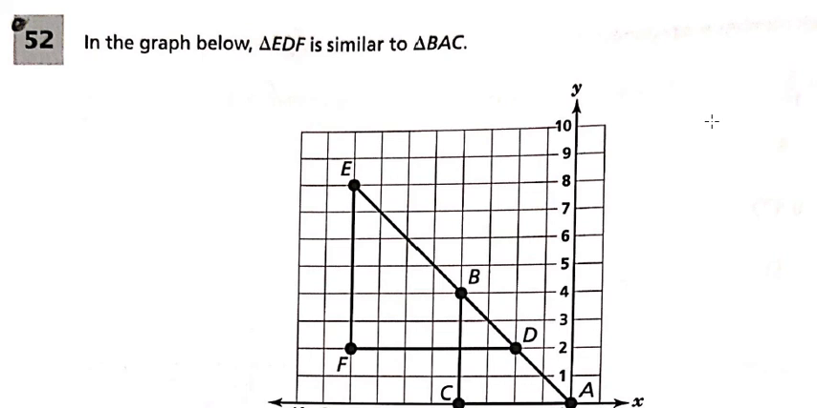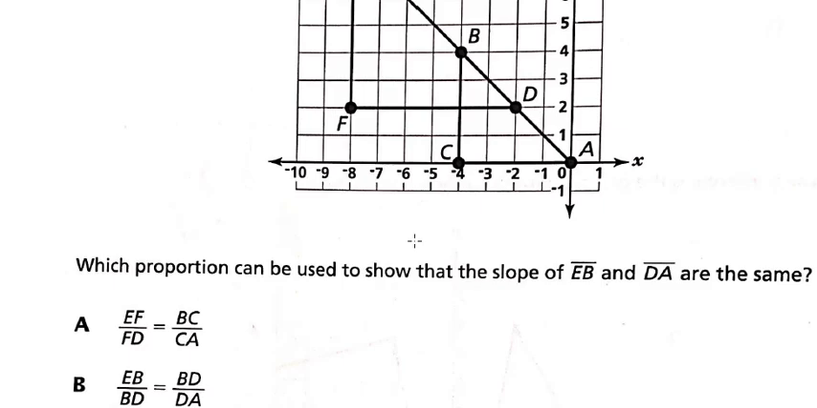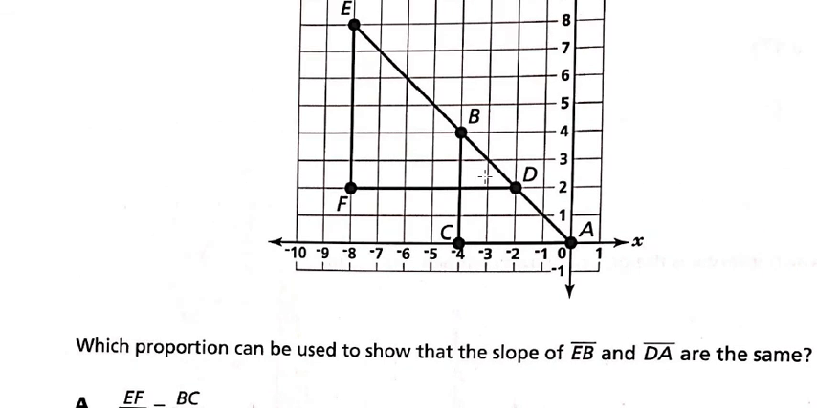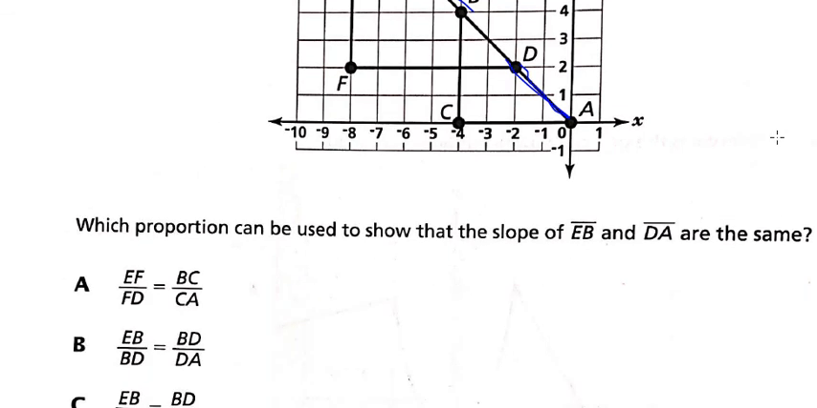All right, number 52 is a great question, but it is really tricky. So listen up. It is giving us these triangles. It's telling us they're similar, and it wants to know which proportion can be used to show that the slope of E to B, so that's this part here, is the same as the slope of D to A. All right, so let's go look at some pieces here.